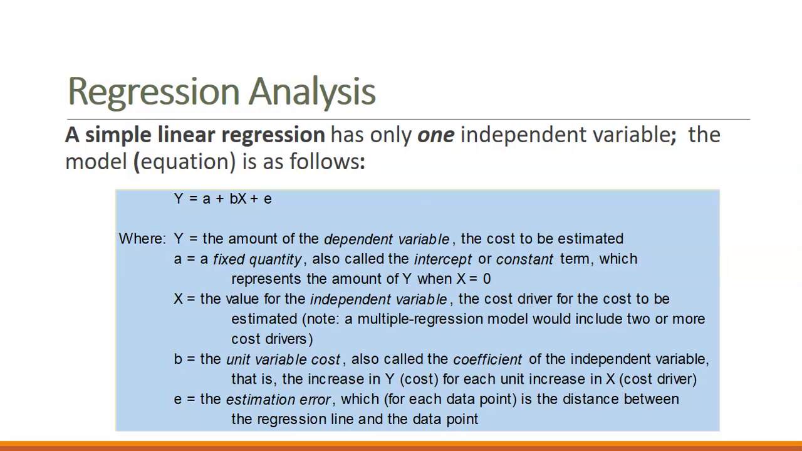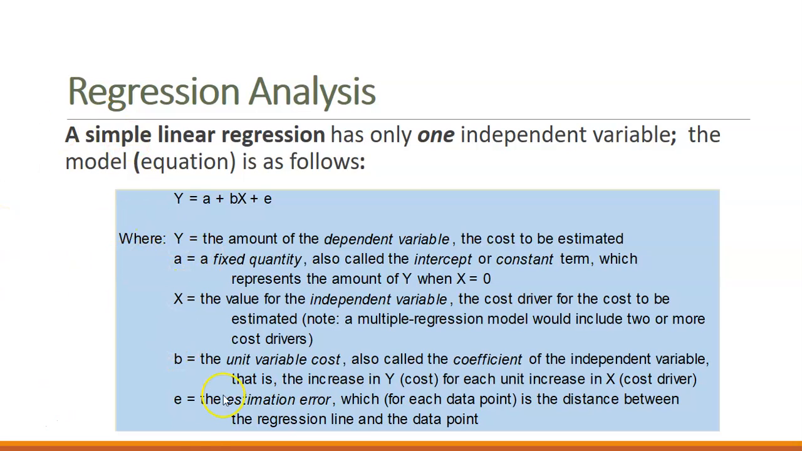A simple linear regression has only one independent variable. The model equation is as follows. So y is the amount of the dependent variable, or total cost to be estimated. A is our fixed quantity, also called our intercept or constant term. X is the value for the independent variable, or the cost driver for the cost to be estimated. And then B is the unit variable cost. This is our coefficient of our independent variable.